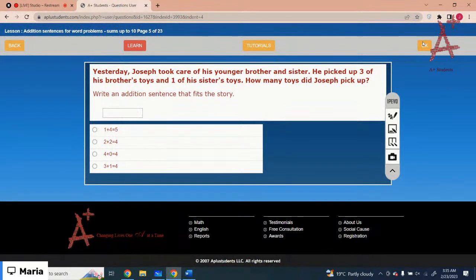Okay, yesterday Joseph took care of his younger brother and sister. He picked up three of his brother's toys and one of his sister's toys. How many toys did Joseph pick up? So three of the brother's toys and one of the sister's toy. You have to add 3 plus 1. So 3 plus 1 equals.